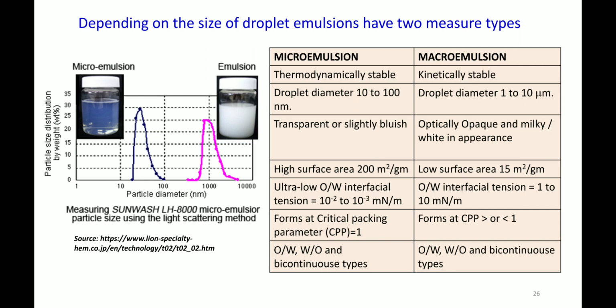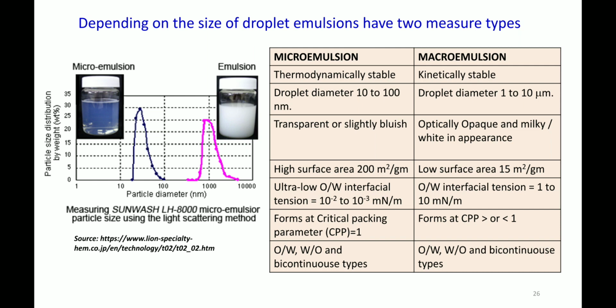So we call this thermodynamically stable. Second important difference is that in micro emulsion, the droplet diameter is in the range of 10 to 100 nanometer. So this is the size of the nanoreactor, or the size of the micelle. We are able to control the diameter in the range of 10 to 100 nanometer, whereas in macro emulsion, the micelle or droplet diameter is 1 to 10 micrometer. So this is the macro emulsion.